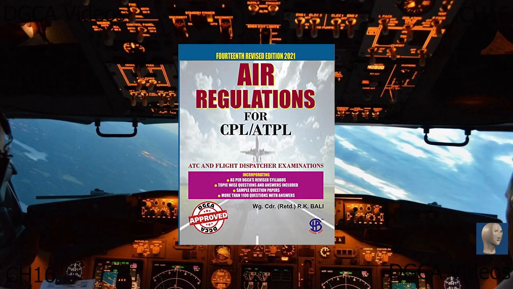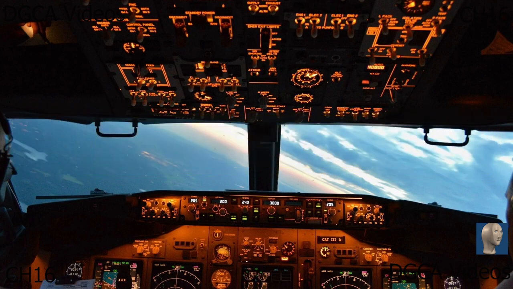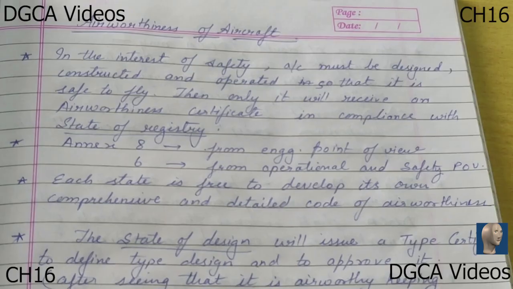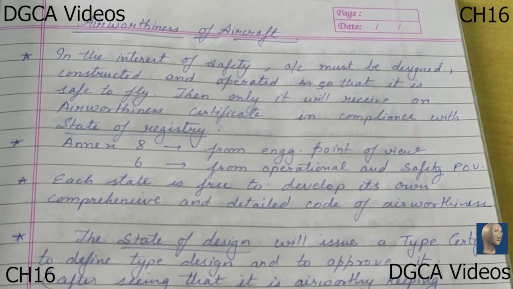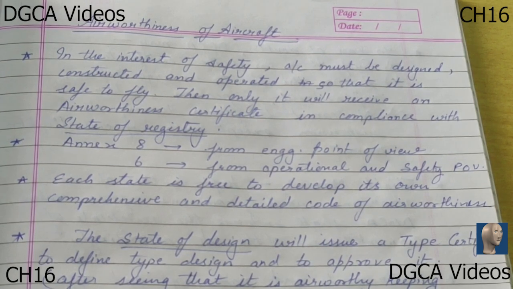So today's topic, as you all know, is airworthiness of the aircraft. So let's get started. Okay, so keeping safety in mind, the aircraft is designed, operated, and constructed in such a manner that flying is completely safe, and only then an airworthiness certificate is issued.